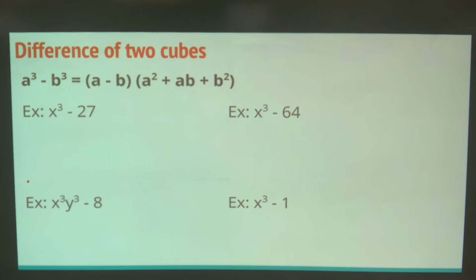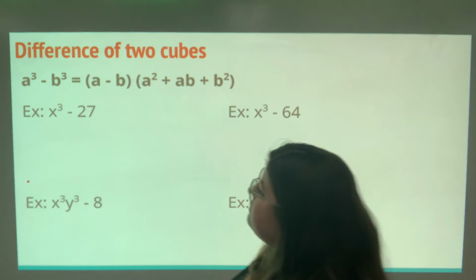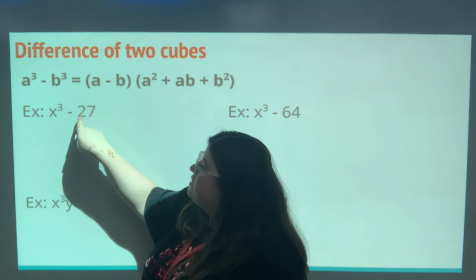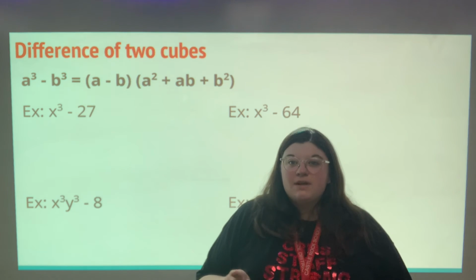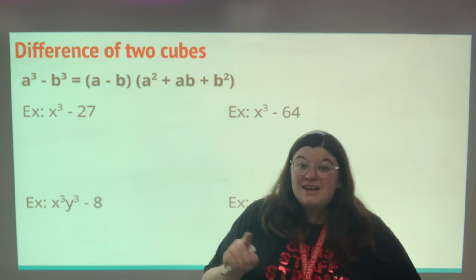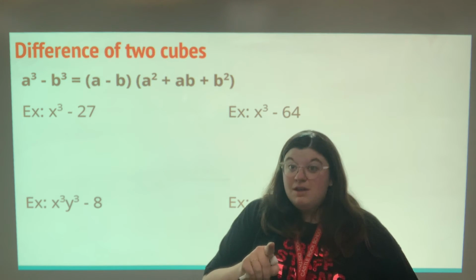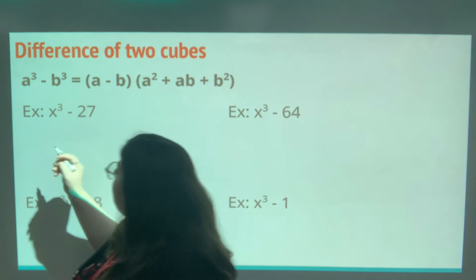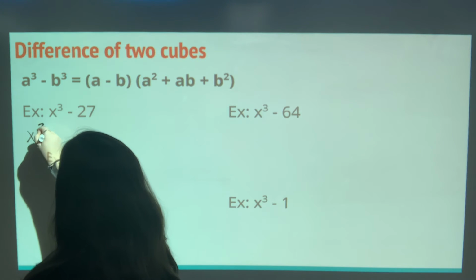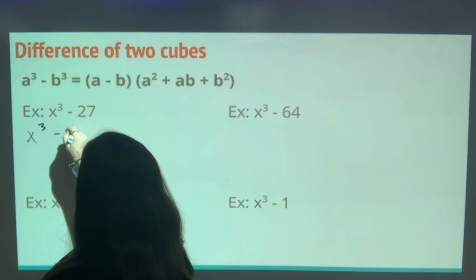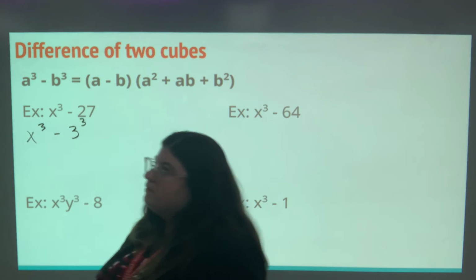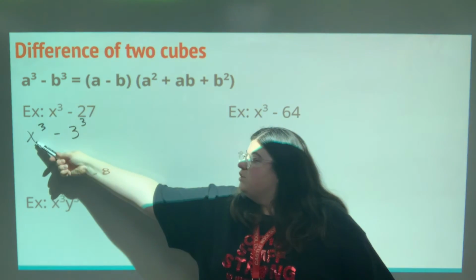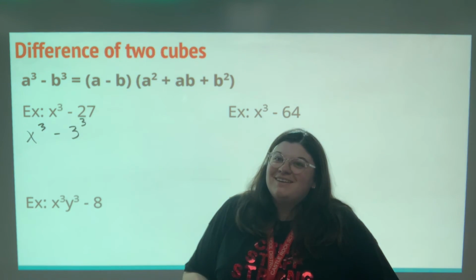Let's look at some examples. So, again, that's just the pattern there. We've got x cubed minus 27. Now, 27 is a cube number. It's actually 3 times 3 times 3. So it's 3 cubed. So I'm going to write this a little bit differently. I'm going to say, okay, this is x cubed minus 3 cubed. All right, now I have difference of cubes. I know I'm cubing x, I'm cubing 3.